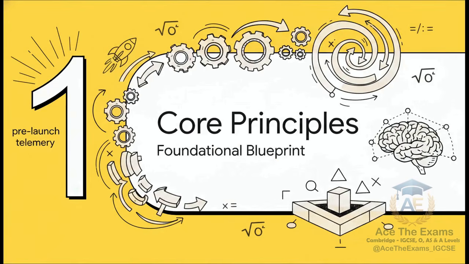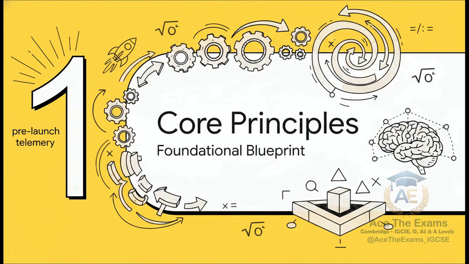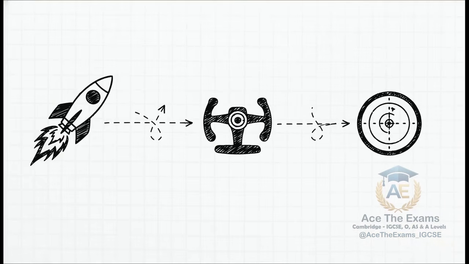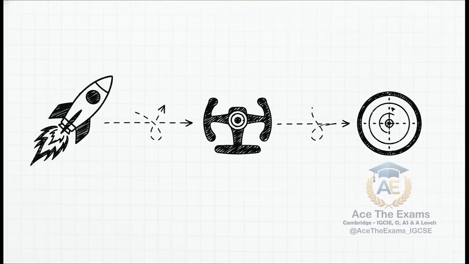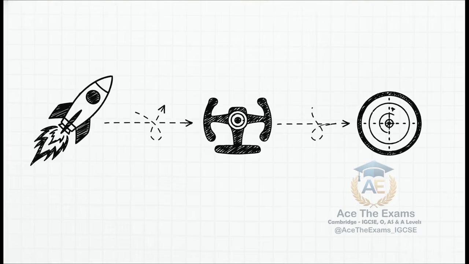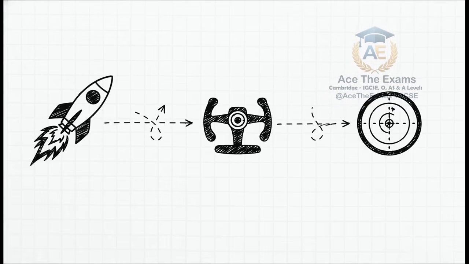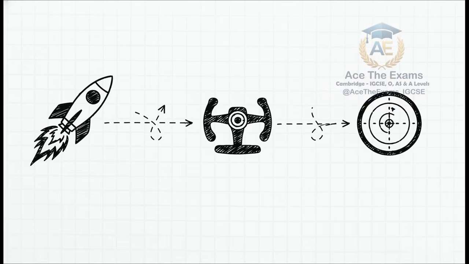Section 1. Core Principles. Let's initiate our pre-launch telemetry by looking at the foundational cognitive blueprint you need for this topic. Now, what's really interesting here is that you absolutely cannot just memorize your way through the square roots of complex numbers. The academic benchmarks from Cambridge require highly logical, structured reasoning. These assessment objectives explicitly target three distinct cognitive domains.